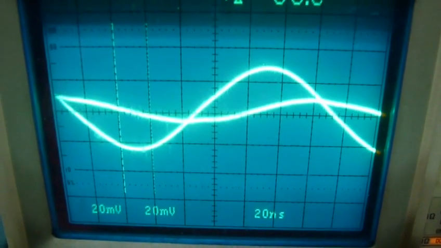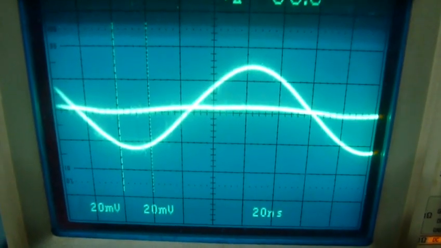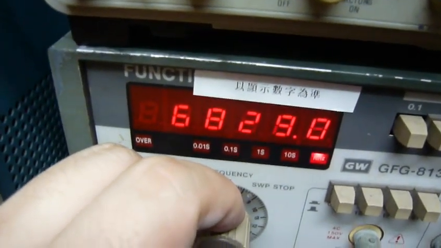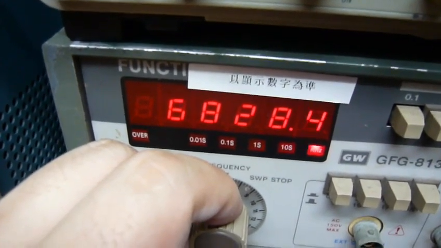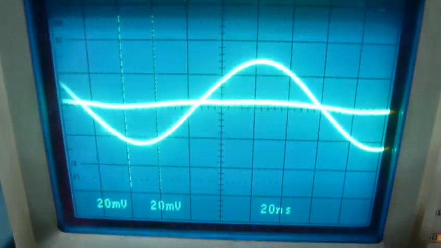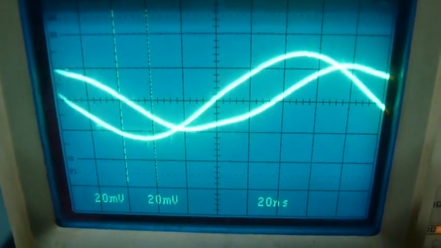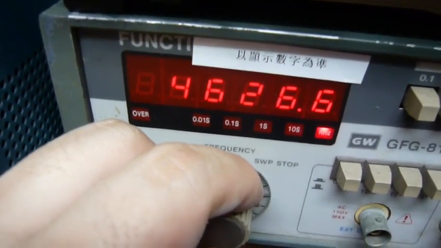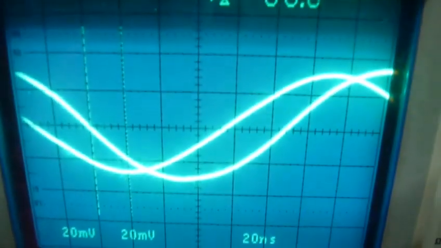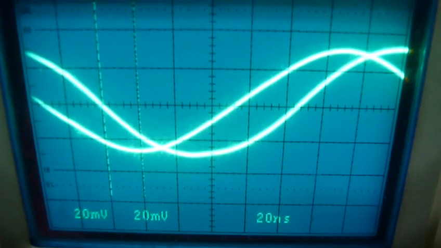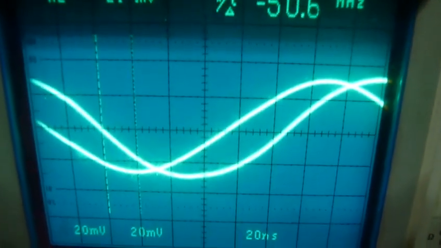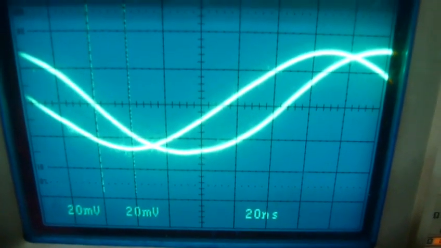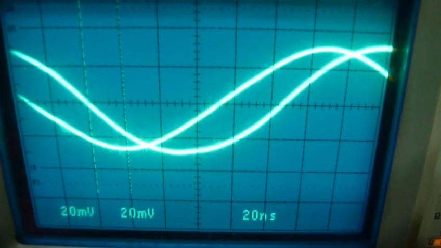Now it changes to the dead zone. Here is almost zero impedance at this frequency. It's like a short. It's 6.8 megahertz. And then I go down and it's 4.6. It's back to the 15 ohm total reactance, close to 15, but the phase is lagging.